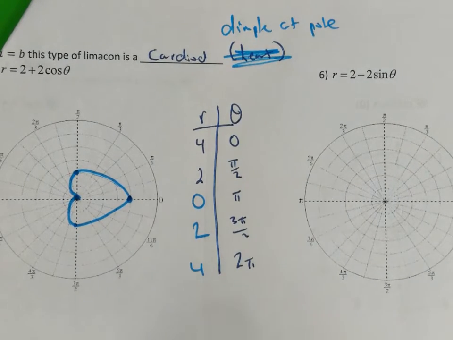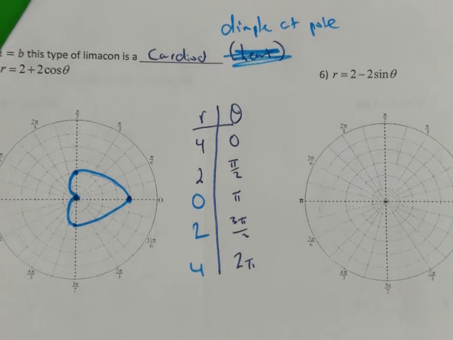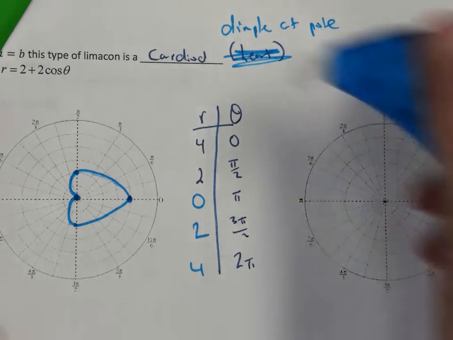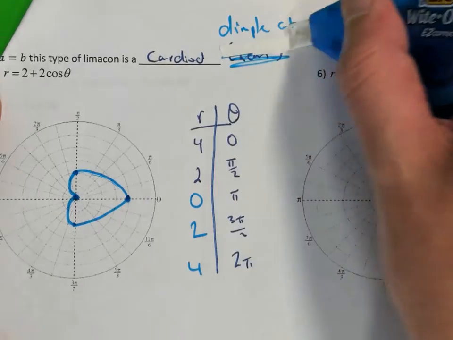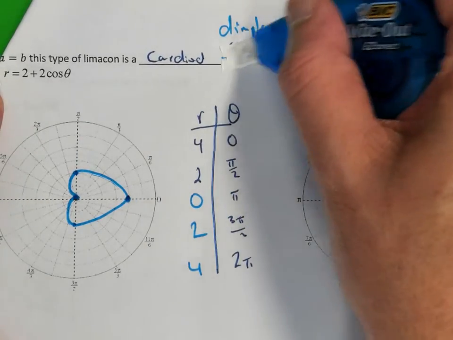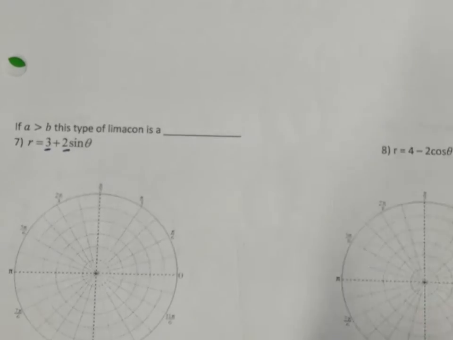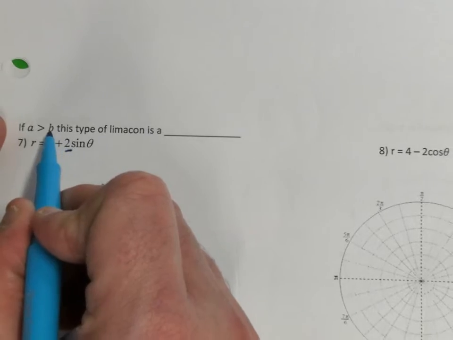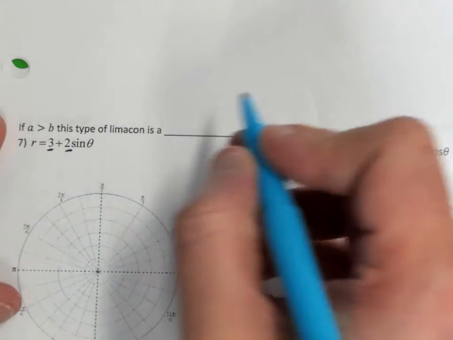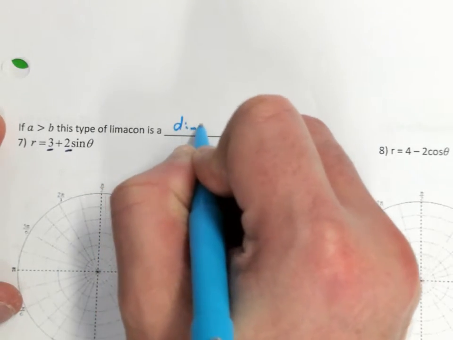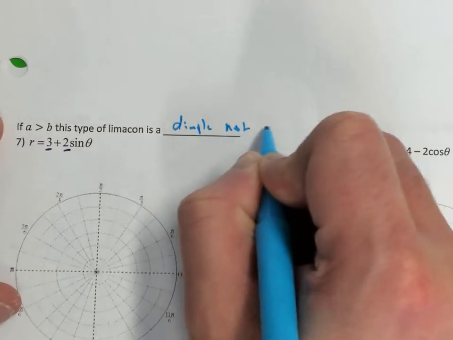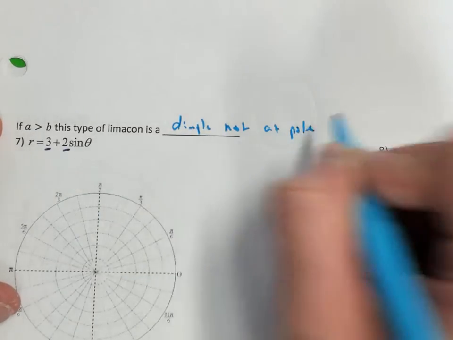Do we need to do another one, dimple at the pole, or can we move on from those? Yeah, we can move on. Or let's just say if we have time, we'll come back if we have one. Let's go to this type. We already talked about this one. This is if the absolute value of A is greater than B. This type of limaçon has a dimple not at pole. It's just a dimple.